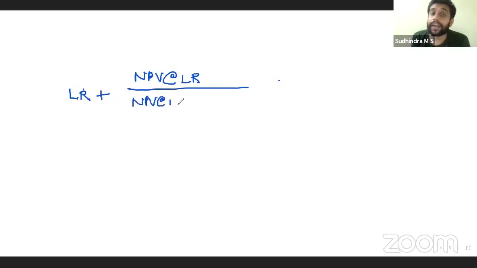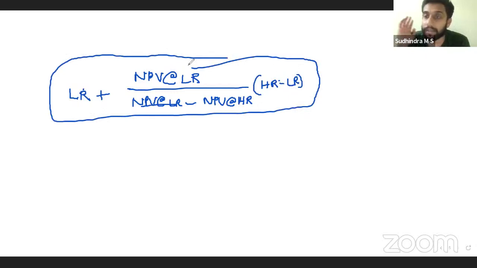How? First, I will consider the lower rate, because between lower rate and higher rate, I have that IRR. So to the lower rate, I have to add something. What is that? I will add NPV at lower rate divided by NPV at lower rate minus NPV at higher rate. NPV at lower rate will always be higher. That is the reason: NPV at lower rate minus NPV at higher rate, into the difference between higher rate and lower rate. This is the formula for interpolation. Is that clear? Yes, sir.